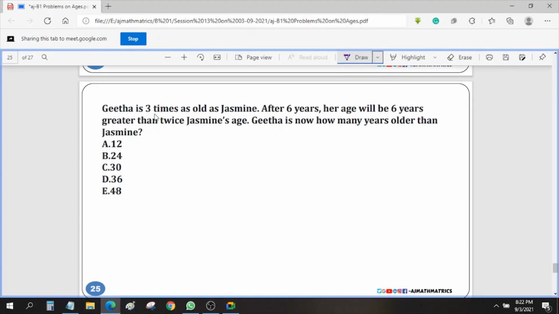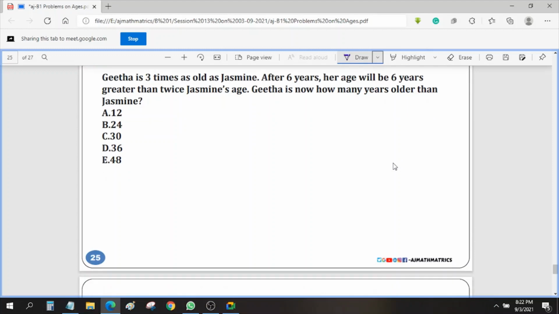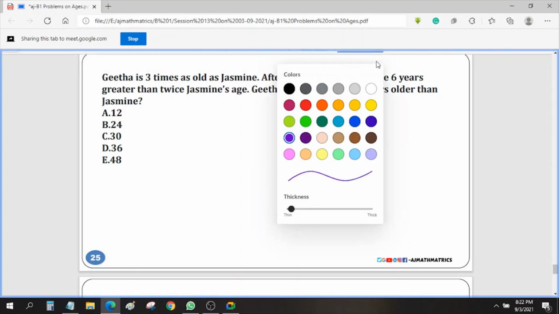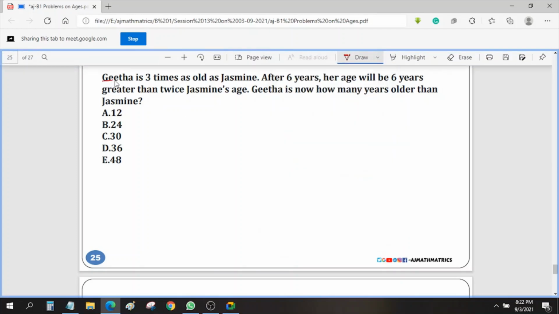Geeta is 3 times as old as Jasmine. First we need to read the data. Geeta's present age I am taking as G. Geeta is 3 times as old as Jasmine, I am taking Jasmine as J. After 6 years, which means plus, we need to consider her age. Her refers to Geeta because Geeta is the subject. Future is represented here. 6 years greater means we need to add the plus symbol: 6 years greater than twice Jasmine's age.